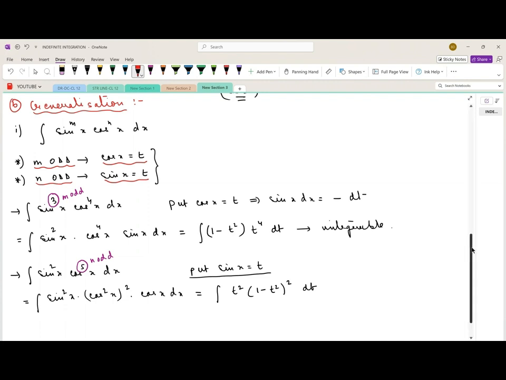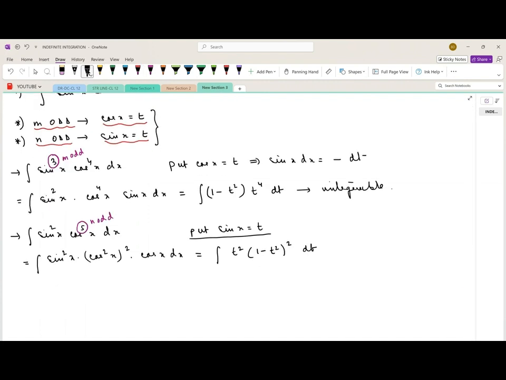Now, what is the third? Third is if you have m and n both even. Remember, we have already done some sums just previous to this section where m and n were both even.